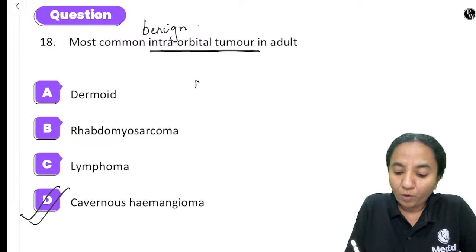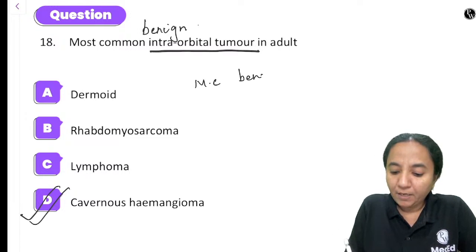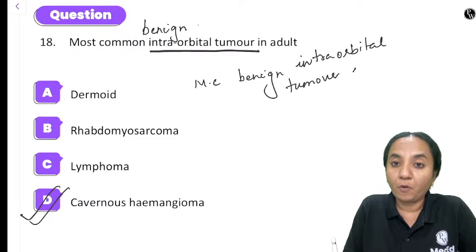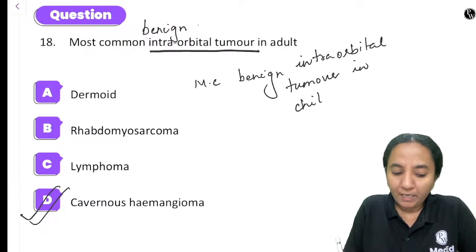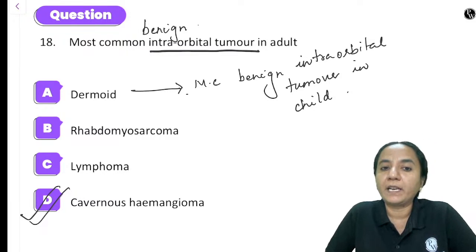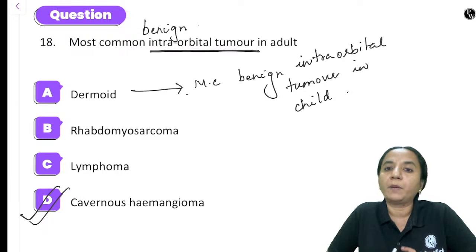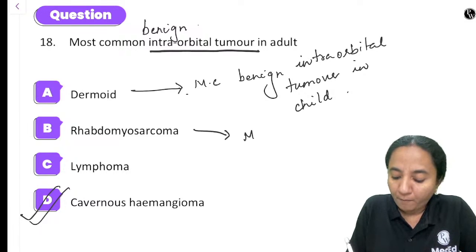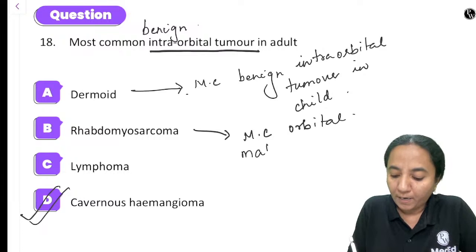And if we are asked what is the most common benign intraorbital tumor in a child, the answer is dermoid. Okay, so the most common benign intraorbital tumor in an adult is cavernous hemangioma. The most common benign intraorbital tumor in a child is dermoid. And the most common orbital malignancy in a child is rhabdomyosarcoma.